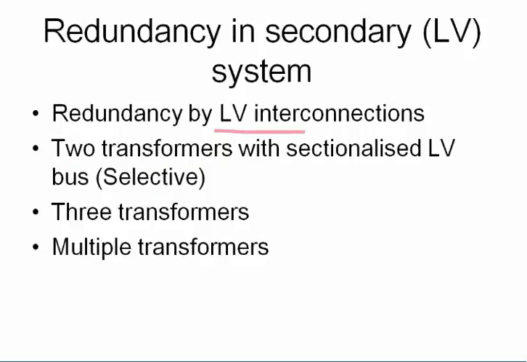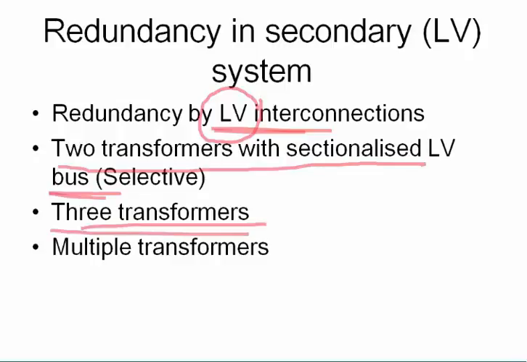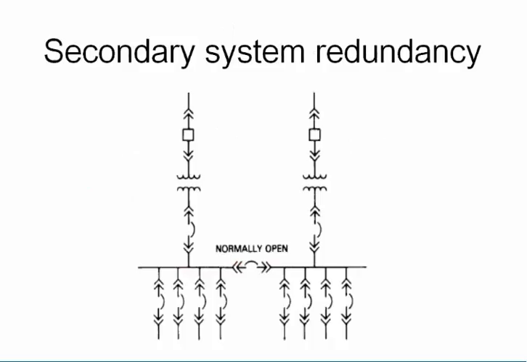You can also have redundancy by LV interconnection, so redundancy through interconnecting the low voltage system. You can have two transformers with LV bus, three transformers, multiple transformers for reliability again, redundancy. So this is a secondary system redundancy, alright.